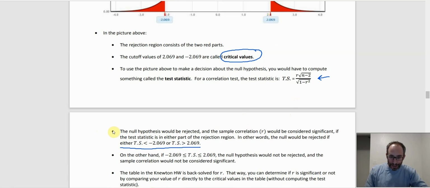The other side of that is, what if your test statistic isn't in either of those tails? Well, then it's in the middle, right? If it's between -2.069 and positive 2.069, it's not in either of the red parts, it's in between them, and that's when you would not reject the null and you would not have a statistically significant result.